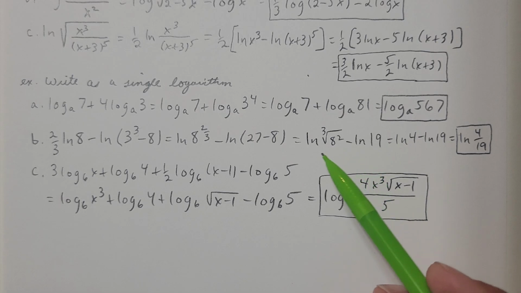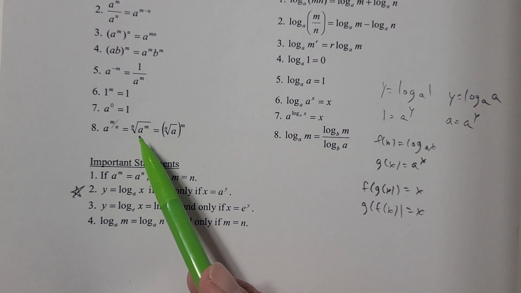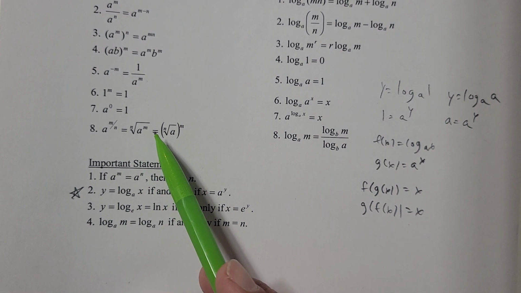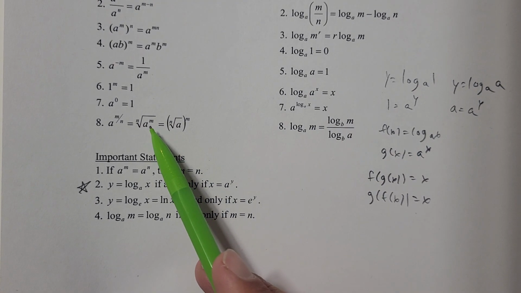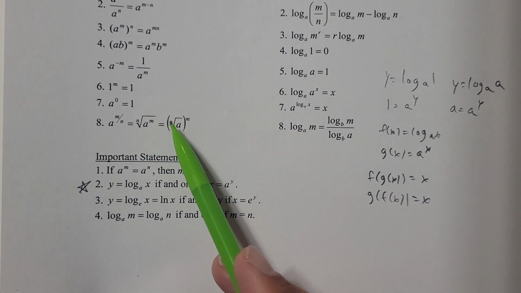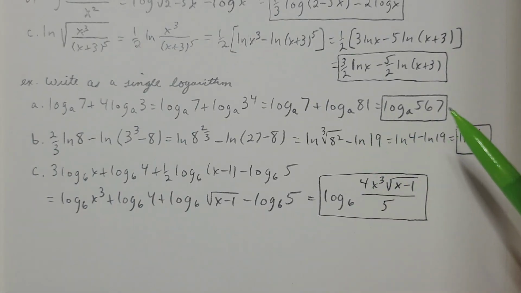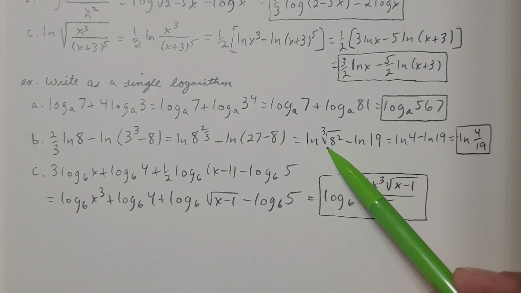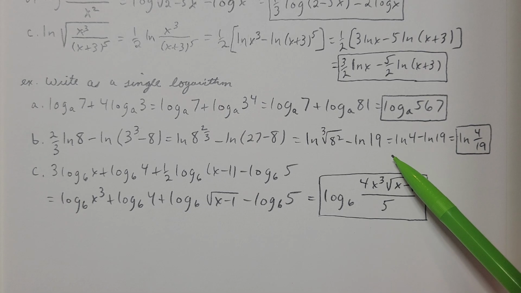And now 8 to the 2/3, using radical notation, that would be the same thing as the cubed root of 8 squared, or I could say the cubed root of 8, whatever that is, squared at the end. So 8 squared is 64, and the cubed root of 64 is 4, because 4 cubed gives me 64. 4 times 4 times 4.